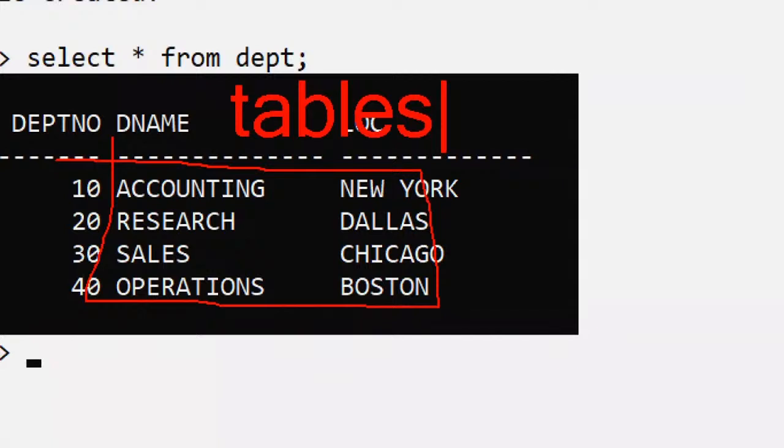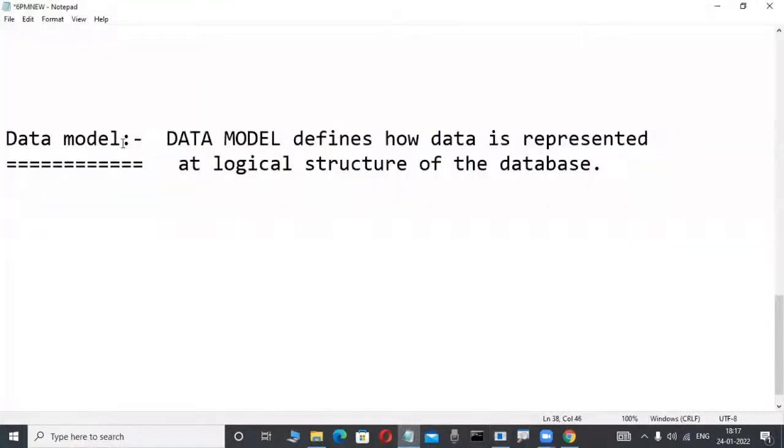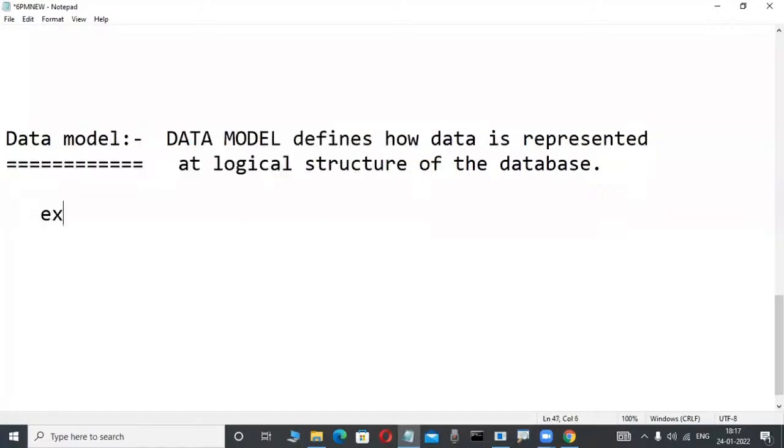Hierarchical data model, network data model, some other data models were there. IMS software, IDMS software were there in those days. But nowadays, observe here, data model is nothing but it defines how data is represented at a logical structure of the database. And now check it out, concentrate here.